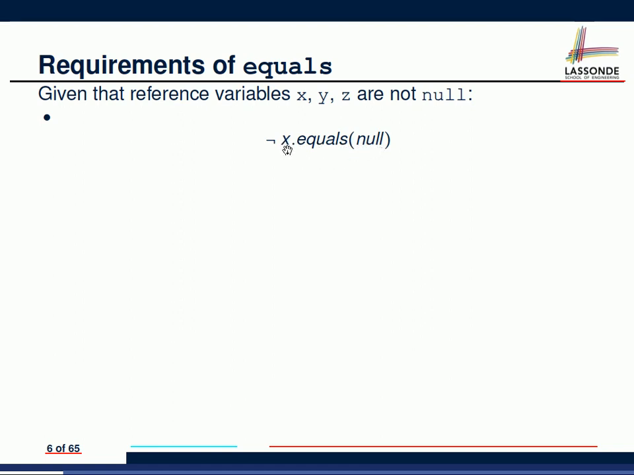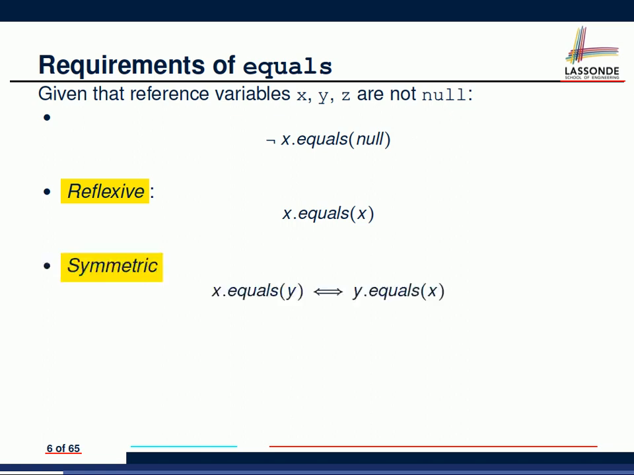Okay? So something that's not equal to null should not be equal to null. And the second one is also straightforward. If you try to compare something against itself, it should give you true, right? That's also straightforward. And the third one: if x.equals(y) gives you true, symmetrically, y.equals(x) should be true as well. That's also very important.